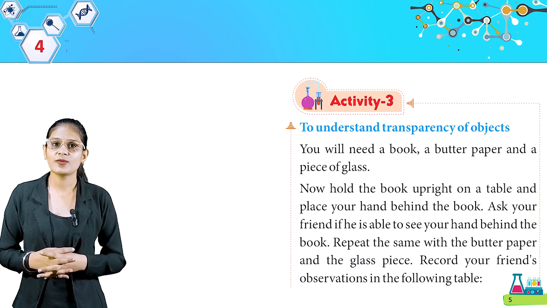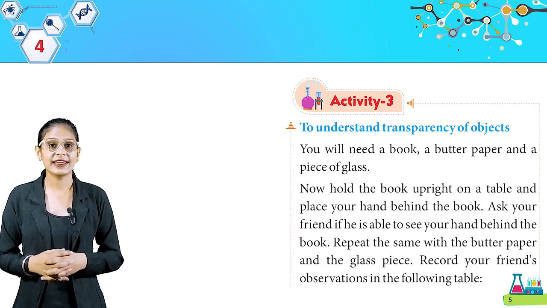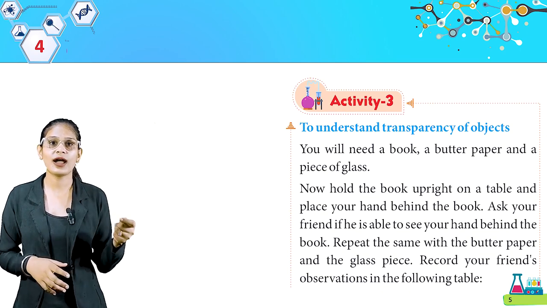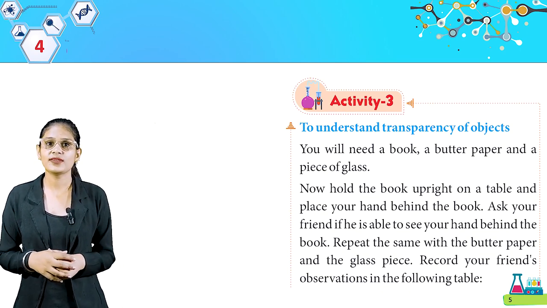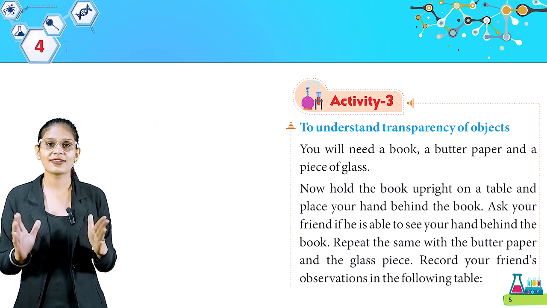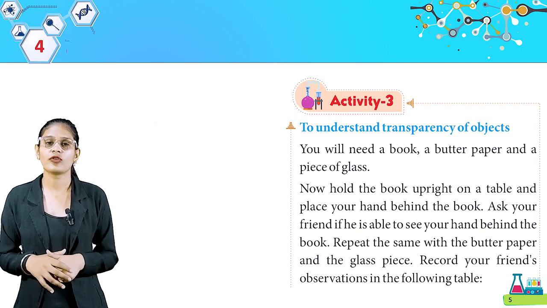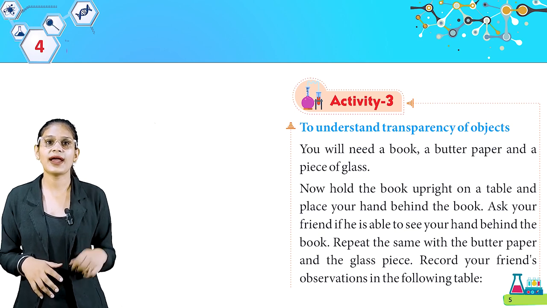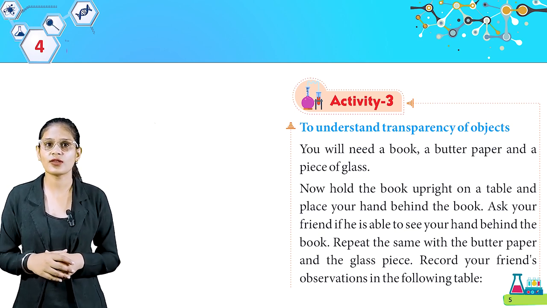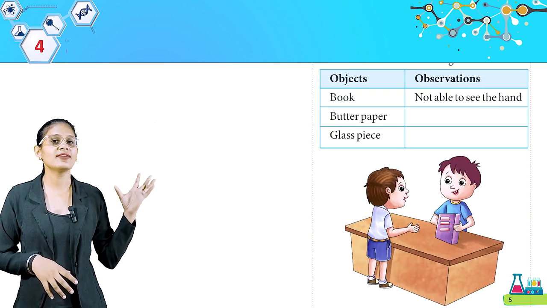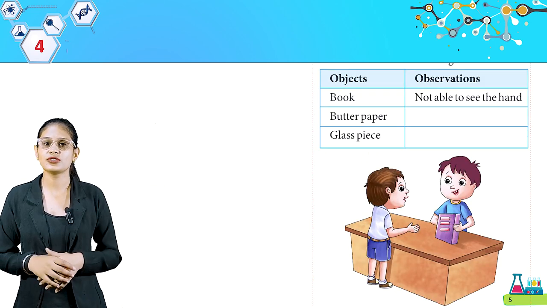To understand transparency of objects, you will need a book, a butter paper and a piece of glass. Now hold the book upright on a table and place your hand behind the book. Ask your friend if he is able to see your hand behind the book. Repeat the same with the butter paper and the glass piece. Record your friend's observation in the following table. So you can do it, students, and then write your observation in this observation table.